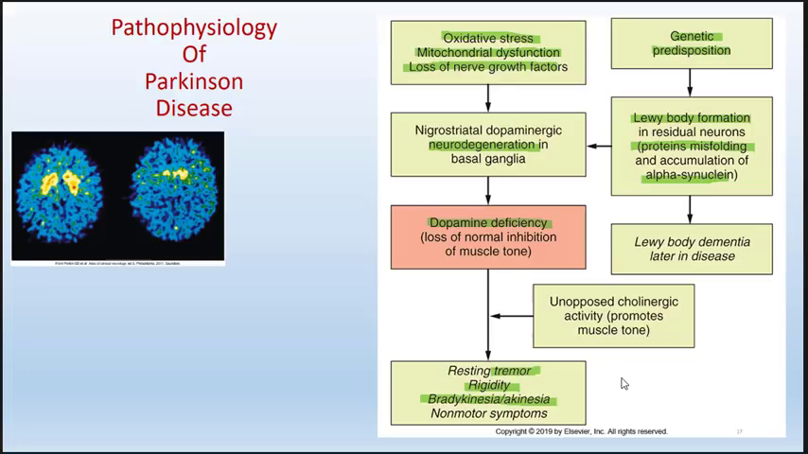So what happens in the case of Parkinson's disease is you have this imbalance between the accelerator and the brake, or the acetylcholine and the dopamine. And so this imbalance is going to lead to uncoordinated movement. Whereas when they're in balance, both acetylcholine and dopamine, then you have nice controlled movement. And so with this dopamine deficiency, once again, we lose that normal inhibition of muscle tone. And then now we have the acetylcholine activity that promotes muscle tone, which further increases the resting tremors and the rigidity and so on and so forth that we will see in this condition.